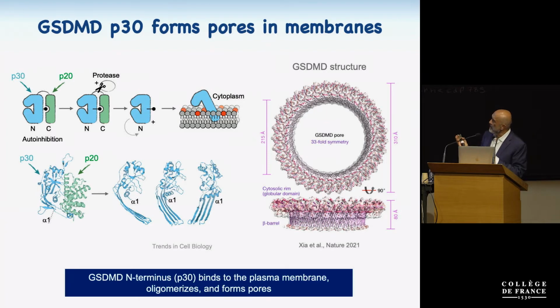I think this confirms what we saw by electron microscopy, but more at atomic detail. But what it says is that the channel, the pore, is P30. It binds to the plasma membrane, oligomerizes, and forms pores. And that is the mechanism.